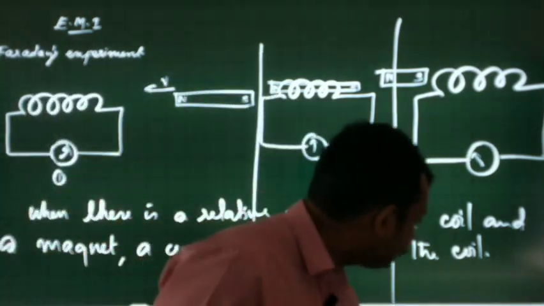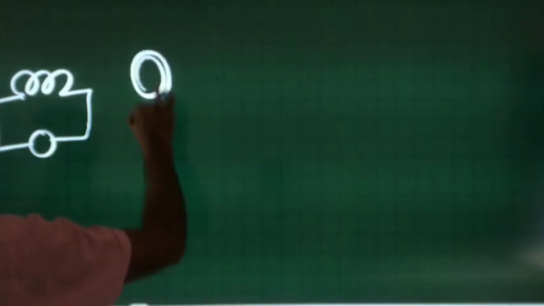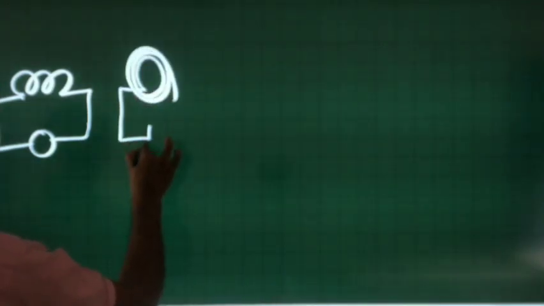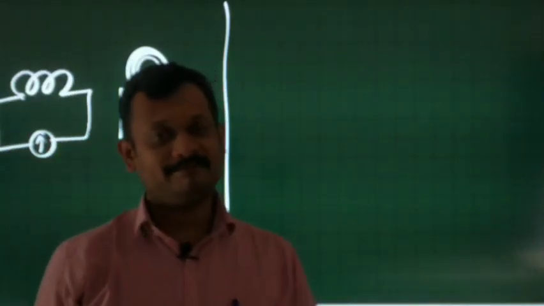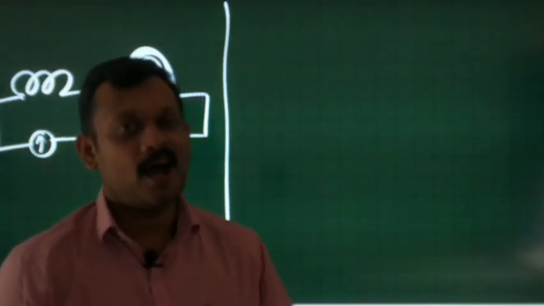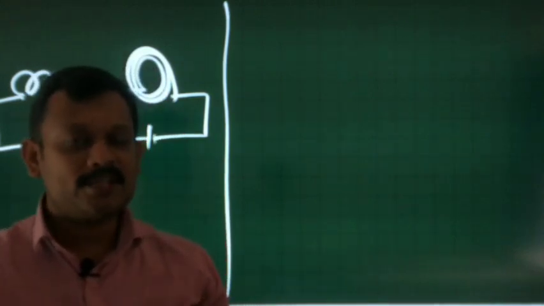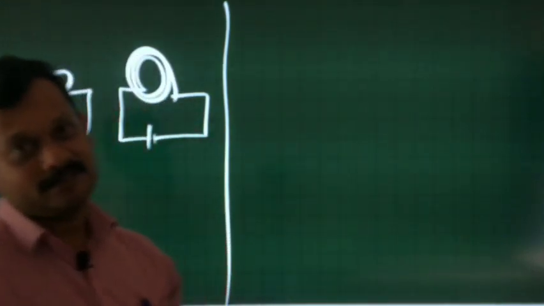That is case 1. In case 2, instead of these two, I have taken two coils. Okay, this one I am drawing like this. Circular coil. So it has got a certain number of turns. It is connected to a battery. Now when both the coils are kept stationary with respect to each other, the galvanometer will be showing no deflection.